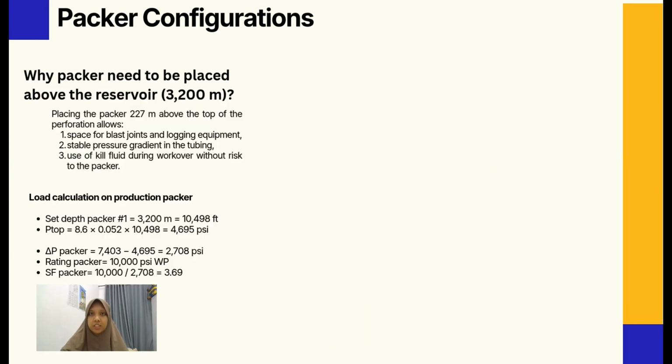Finally, let's look at our packer configuration. We set the permanent hydraulic packer at 3,200 meters TVD, which is 227 meters above the perforation. This spacing accommodates blast joints and logging, stabilizes the pressure gradient, and also allows for safely bullheading kill fluids. With 10,000 psi against 2,708 psi differential pressure, we maintain a solid safety factor of 3.69.